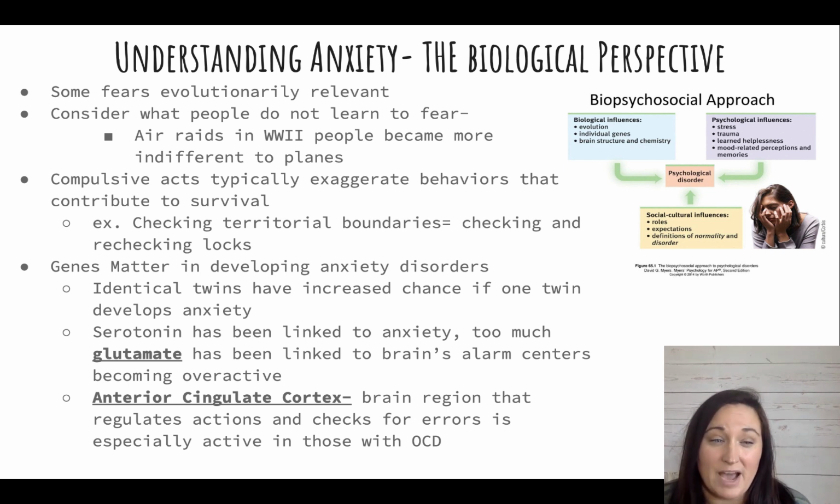We know that genes matter, and serotonin plays a role, and glutamate plays a role. It's been linked to our brain's alarm reaction system. So too much glutamate is sending our alarm, our sympathetic nervous system, into overdrive. And there's something called the anterior cingulate cortex in the brain, and this part of the brain is known to be important for regulating our checking for errors. And so it's especially active in those with OCD.